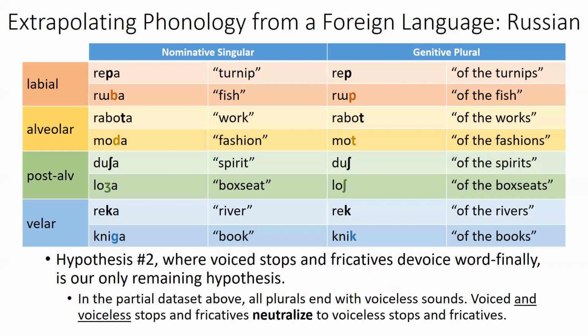And that means we can focus on hypothesis number 2, where voiced stops and fricatives devoice word finally. That's our only remaining hypothesis. And remember, devoice means lose their voicing. So voiced stops and fricatives lose their voicing when they're at the end of words. In this partial data set, all plurals end with voiceless sounds. So rape, roop, robot, mot, dush, losh, reik, knik. All of those words end with a voiceless sound. So it's a neutralization process. Voiced and voiceless stops and fricatives neutralize to just a voiceless stop and fricative group.